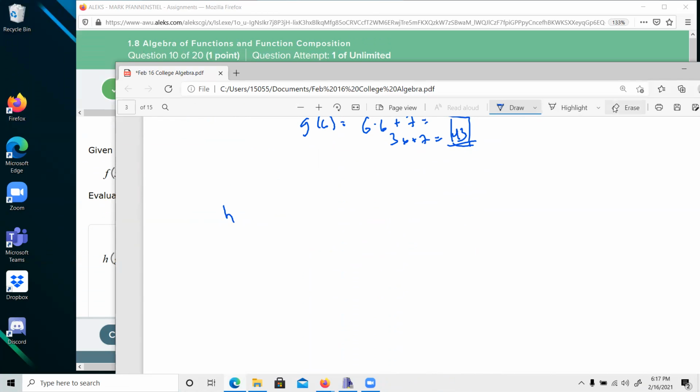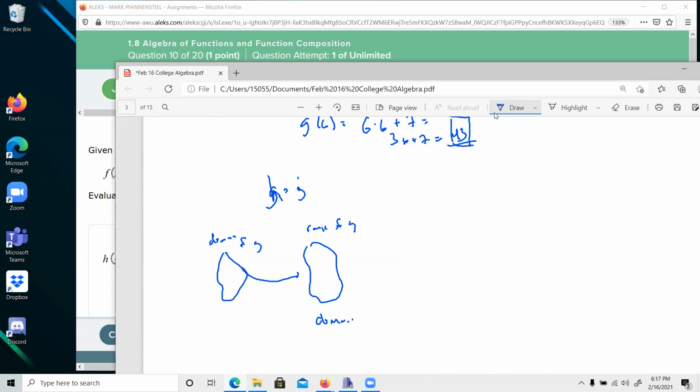we have g. So here's the picture they usually draw. And so h of g. So they have a domain of g, which gets mapped into the range of g, but also we're going to call it the domain of h, and then that's going to go out to the range of h.